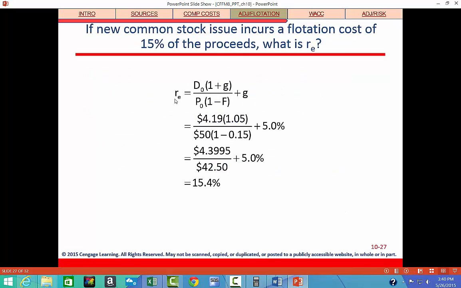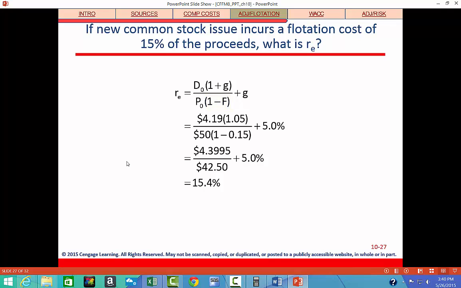So the modified cost of issuing new common stock equation is where you have D1, and it used to be over just P0 if we were just relying on retained earnings, but now we have P0 times 1 minus the flotation cost percentage, and then plus g. So the only extra thing that we've added here is this 1 minus flotation costs.